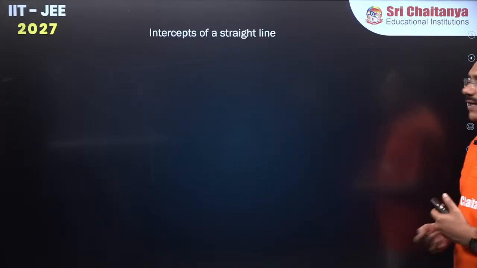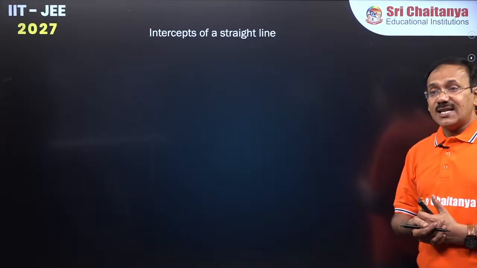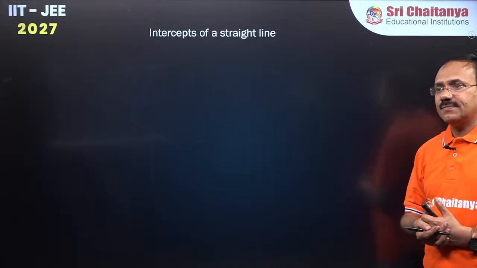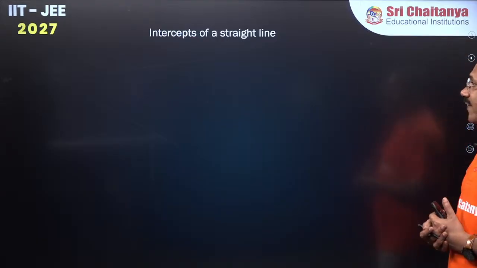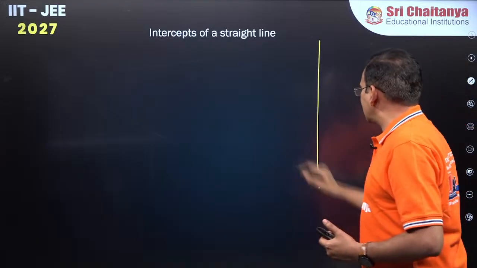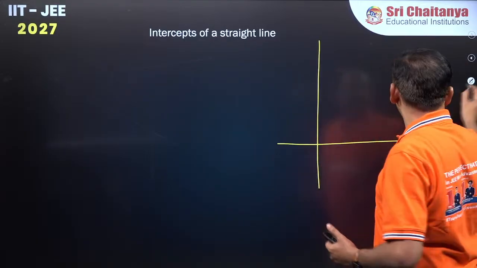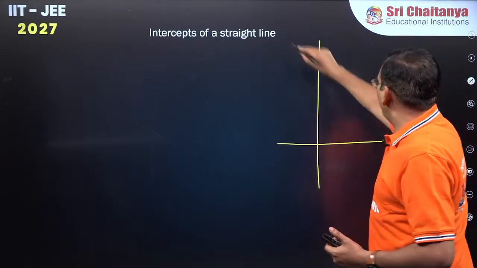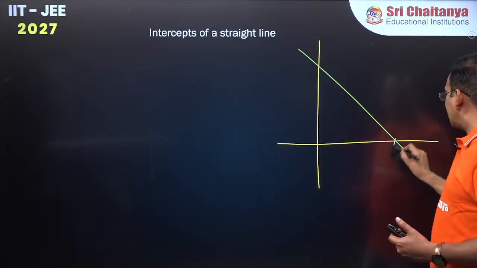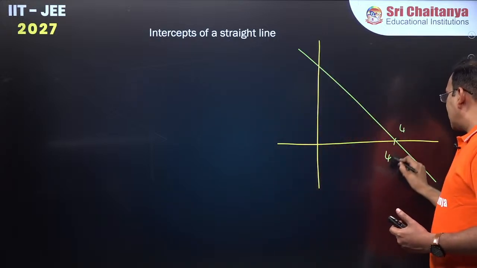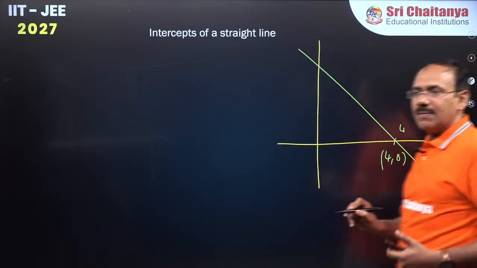The next, what is the meaning of intercept of a line? Intercept of a line. So, dear students, suppose there is some line which intercepts x-axis at the number 4. That means it is passing through the point 4, 0.